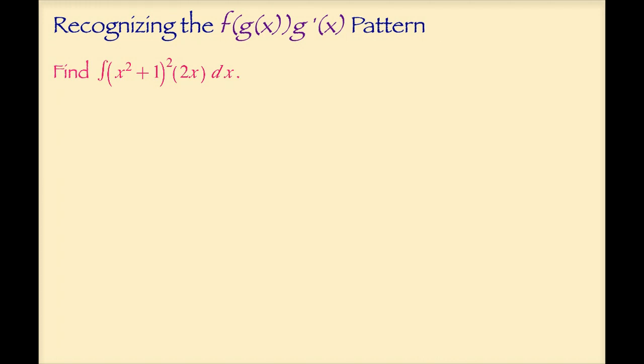All right, let's try an example, recognizing the f of g of x, g prime of x pattern. So we look at an integrand like this and we recognize this must have been a chain rule, and we must reconstruct the pieces of the original composite function. Notice that we have here probably what was the inner function, x squared plus 1, and right here is the derivative of that inner function. Now I am going to use a u du substitution. If I let u represent the inner function x squared plus 1, then du, of course, is 2x dx.